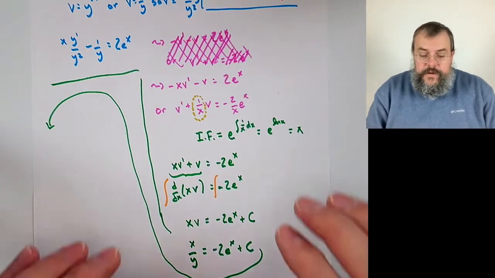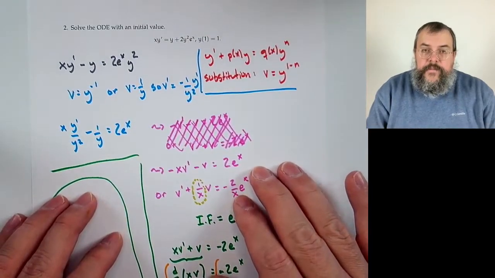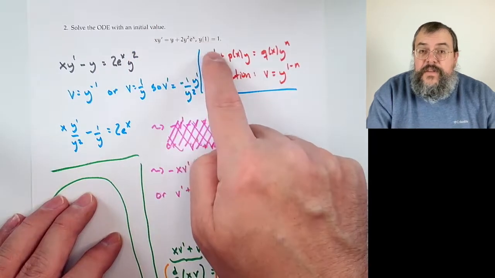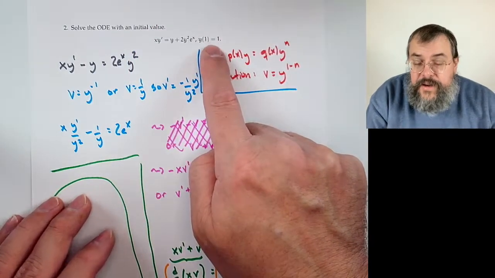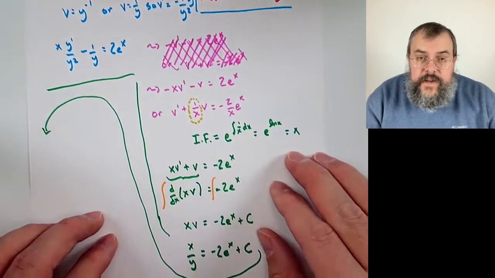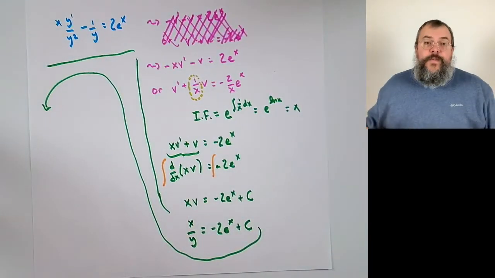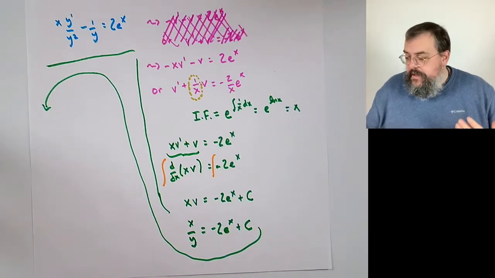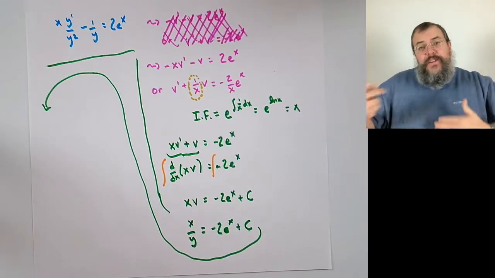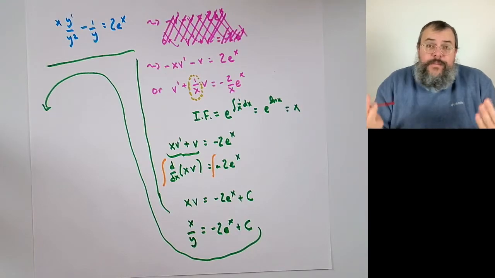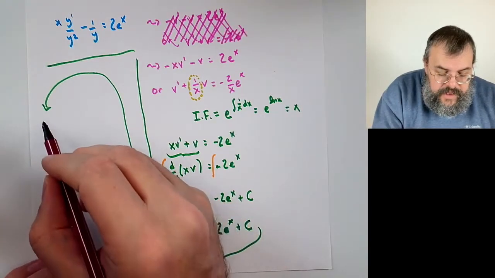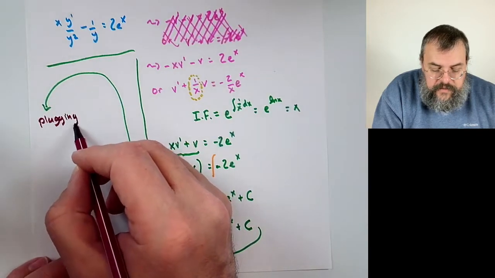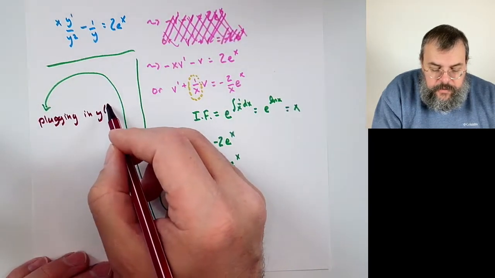Now, the other thing we have to remember, it's easy to forget if it's not on the screen, is that it's an initial value problem. So we need to take into account our initial value. You can solve for the initial value at any time after you've done the integration. It might be easier to solve for it now. So plugging in our initial values, we were told y of 1 equals 1.